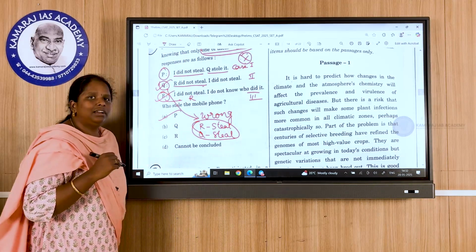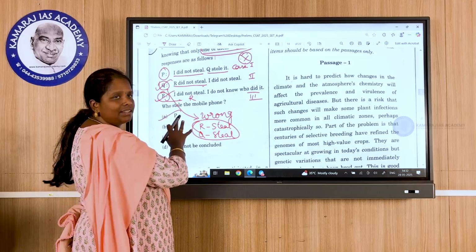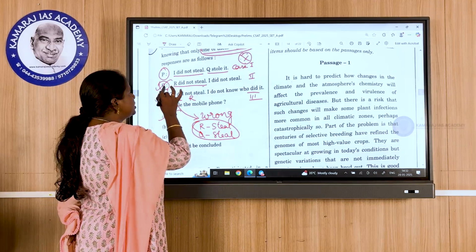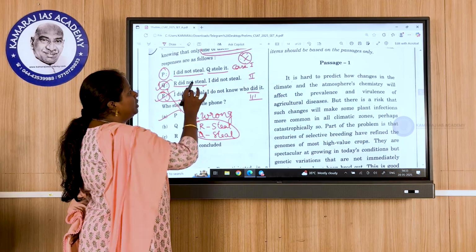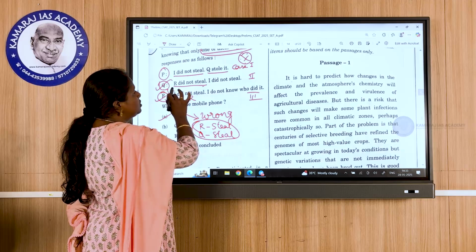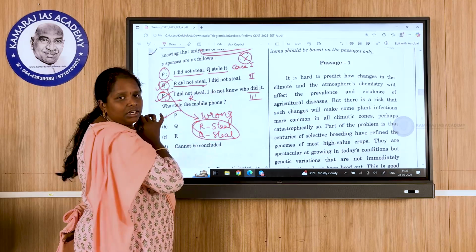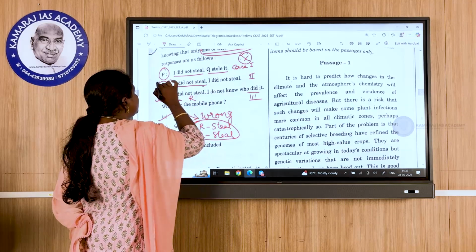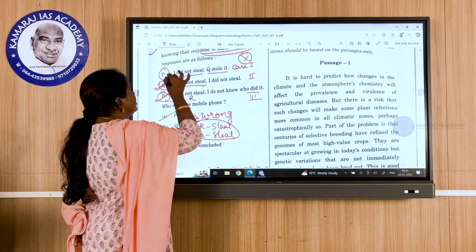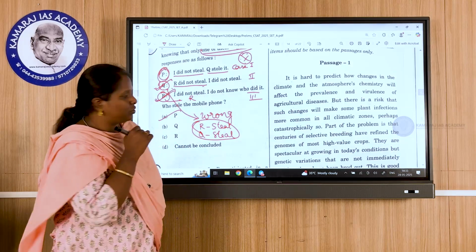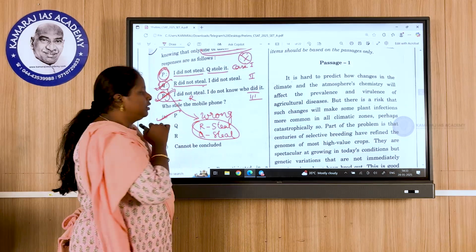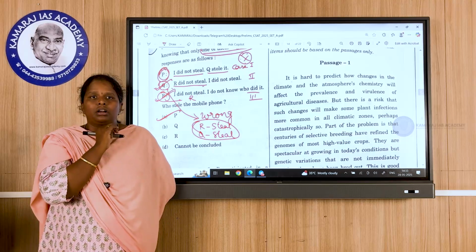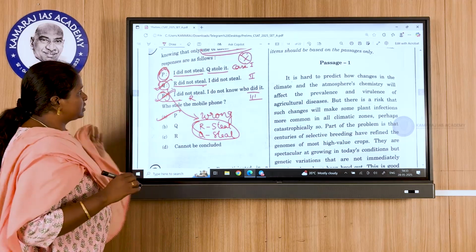So this is a trial and error method based on the case studies. If I consider Q's statement is wrong, both will be the stealers, right? So Q's statement is correct, R's statement is correct, P's statement is wrong. So obviously P will be the person who is guilty, right? Next.